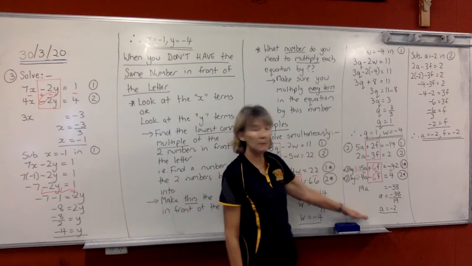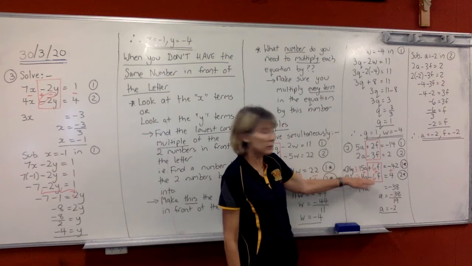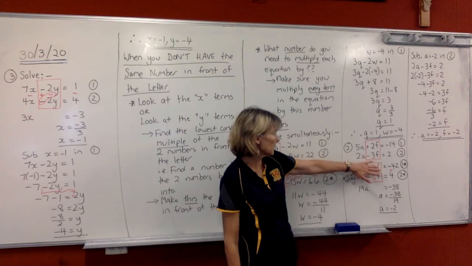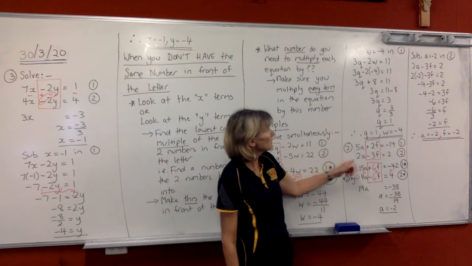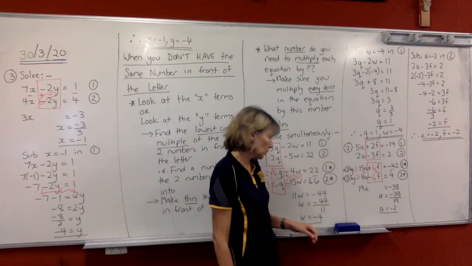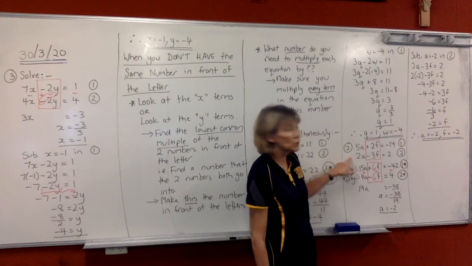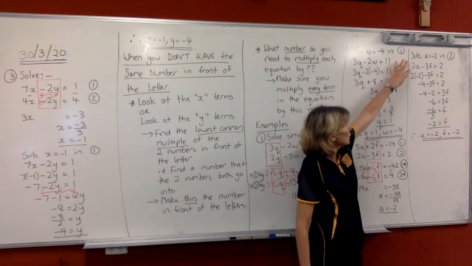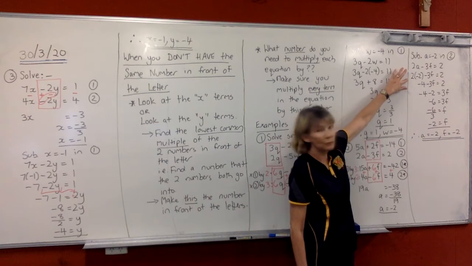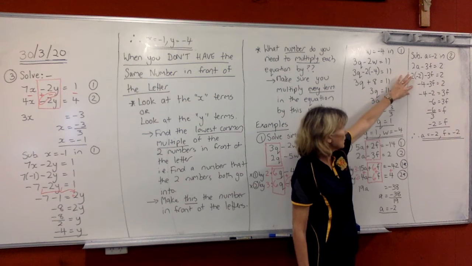Again, this can be subbed into any of these 4 equations, but we're not going to go into the big numbers. So we're putting it into one of these. I've chosen to put it into number 2. So we're going to sub a equals minus 2 into equation 2. Copy equation 2 down and sub in the minus 2 for the a. Keep going and solve it.